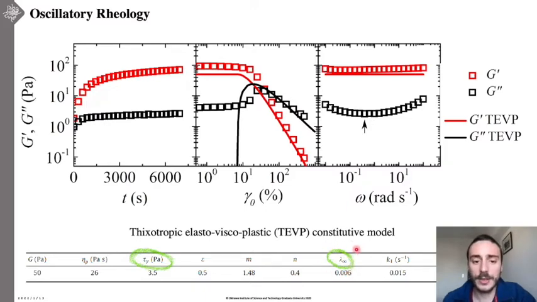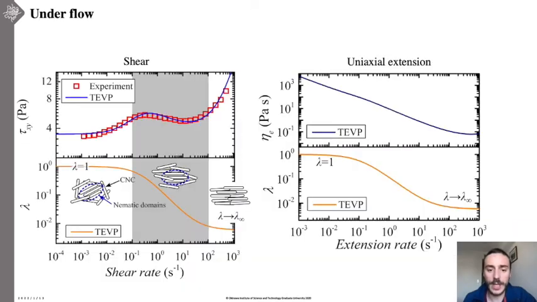And especially lambda is a very important parameter, as we can see over here. What we do first, we study the material in a rheometric flow, simple shear flow, and we measure the stress tau xy as a function of the shear rate. There are 3 distinct regimes that are nicely captured by the TEVP model, and we can basically interpret these 3 regimes in terms of lambda, which is the structural parameter given by the model.